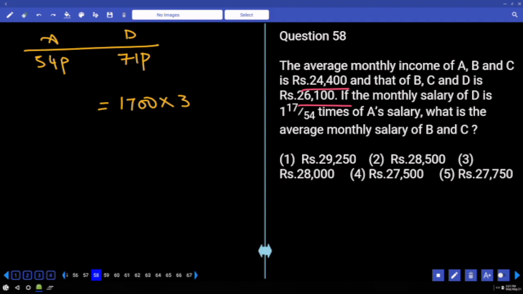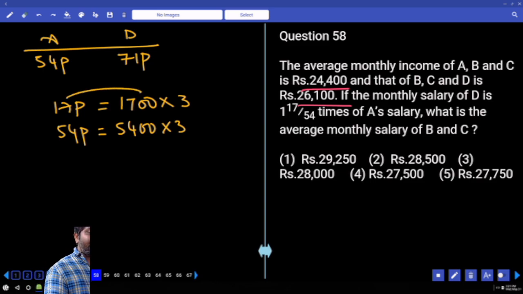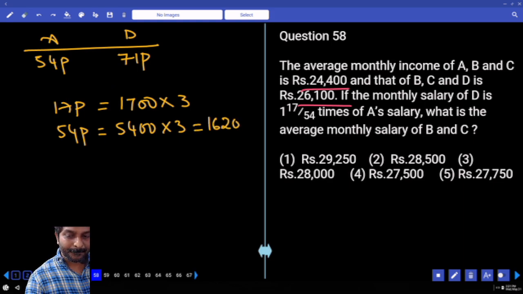A and D in terms of number of parts, difference is 17. That means one part is equal to 300. 54 parts is equal to 54 into 300, that is 5400 into 3. Directly can I write like this? 1700 into 3. 5400 into 3. Okay now, which is 16,200. Whose value is this?